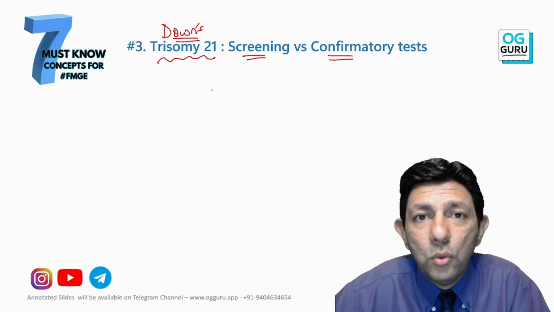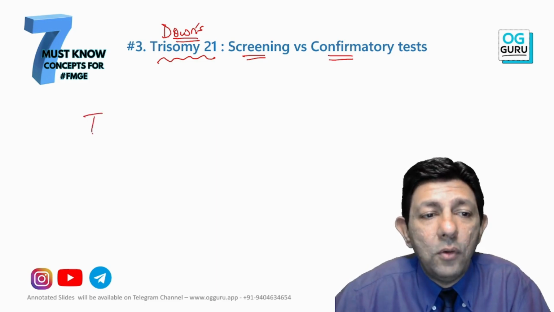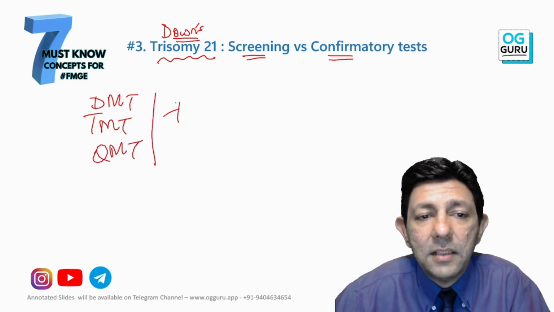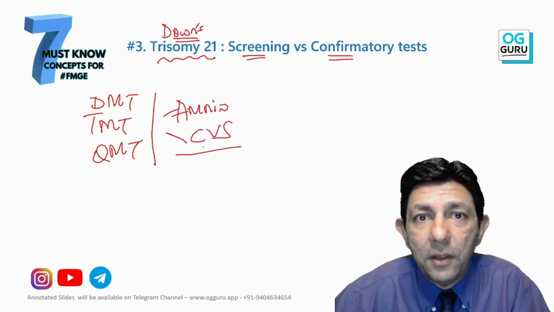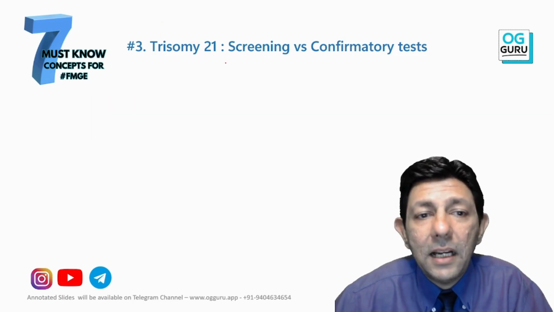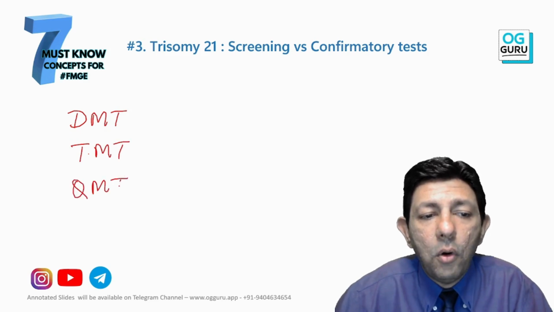Wherever I ask the students, all over India, how will you do a triple marker test? How will you do a double marker test? How will you do a quadruple marker test? I get the answer that some will say amniocentesis, some will say chorionic villus sampling. Wrong, kachra, dustbin. Please remember that all the dual marker tests, triple marker tests or quadruple marker tests are done on maternal serum.